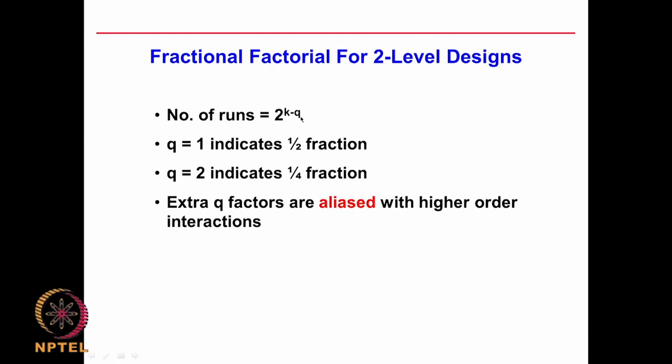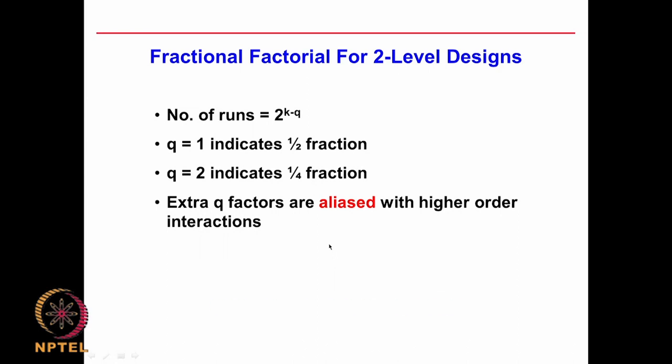So, number of runs is equal to 2 raised to the power k minus q. This 2 is the number of levels, your k is the number of factors, q is 1, then say in the previous case 2, 4 minus 1. So, that is a half, instead of 16 experiments, I am doing 8 experiments. If q is 2, indicates quarter, okay. Extra q factors are aliased with higher order, we will talk about it later.